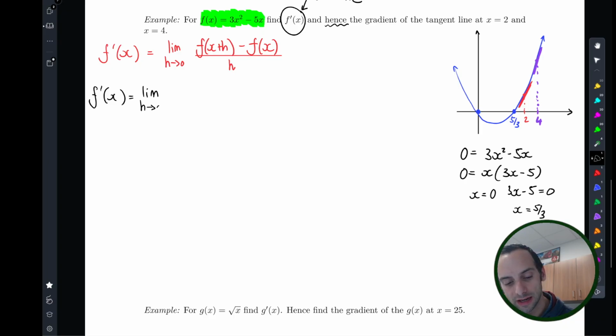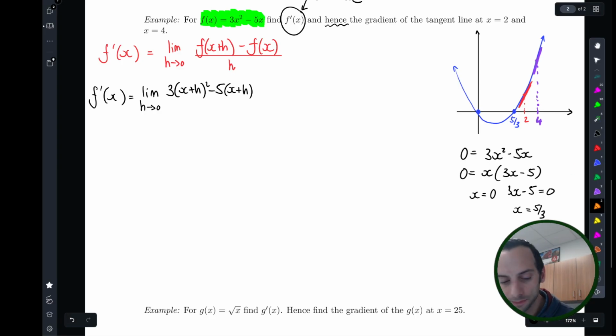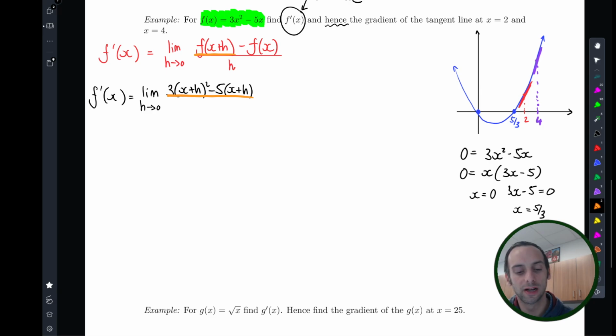Okay? So limit as h approaches 0. We're going to take our function highlighted in green. Everywhere we see an x, we're going to replace it with a parenthesis and an x plus h. Okay? So this piece that we've just drawn right here, this section in orange is that part underlined there in orange.